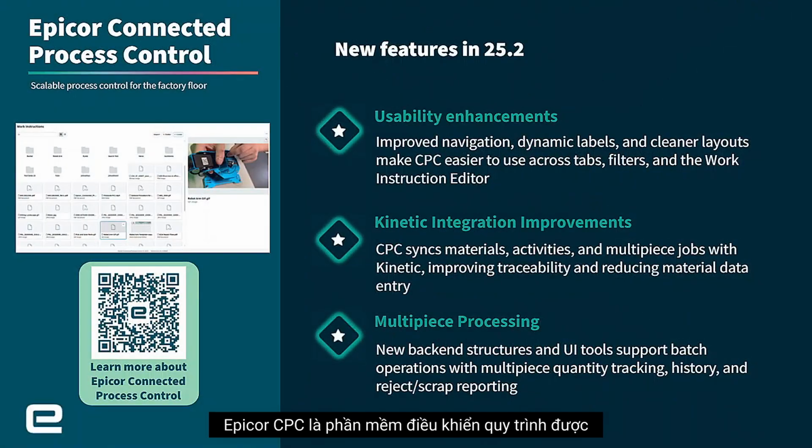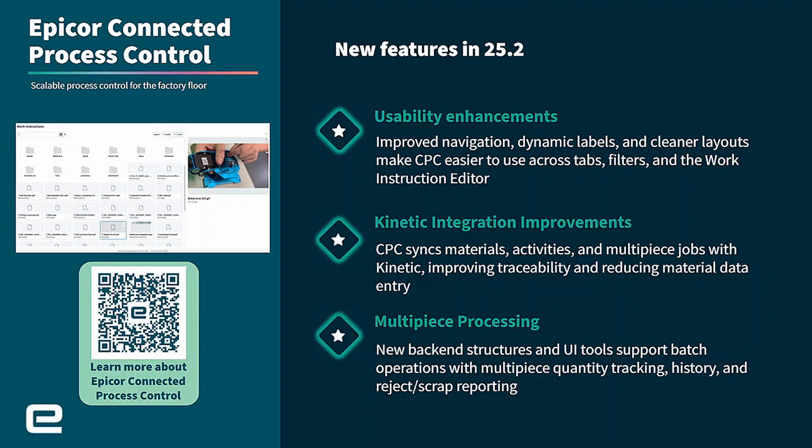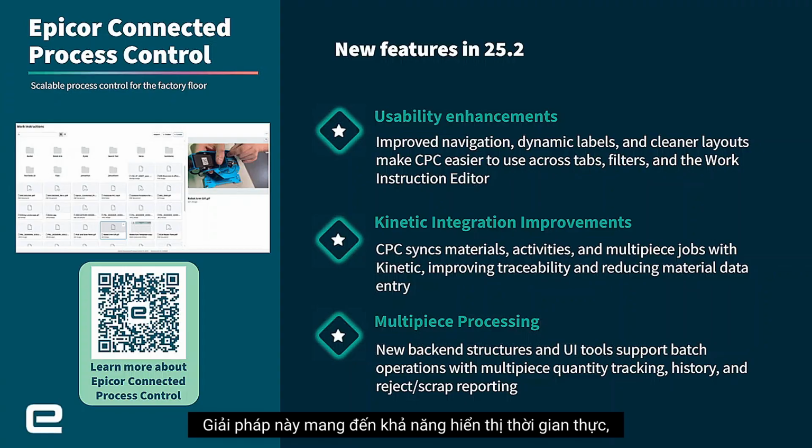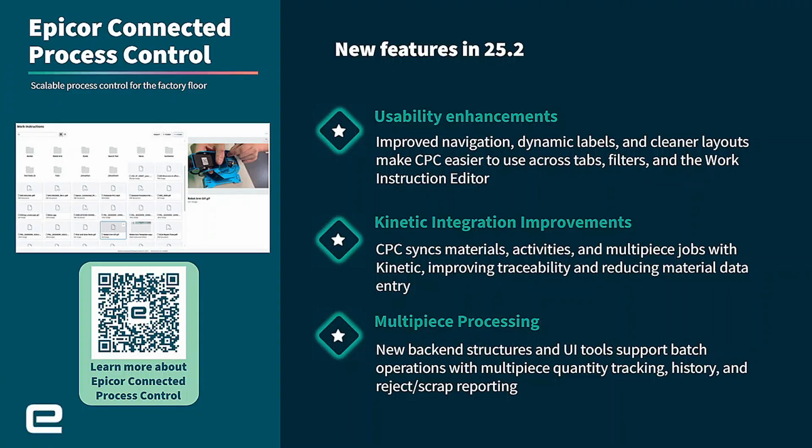Epicor CPC is process control software designed for modern manufacturing, connecting people, devices, and data to streamline operations and ensure quality. It delivers real-time visibility, device integration, and configurable workflows to help manufacturers digitize and optimize their production processes.